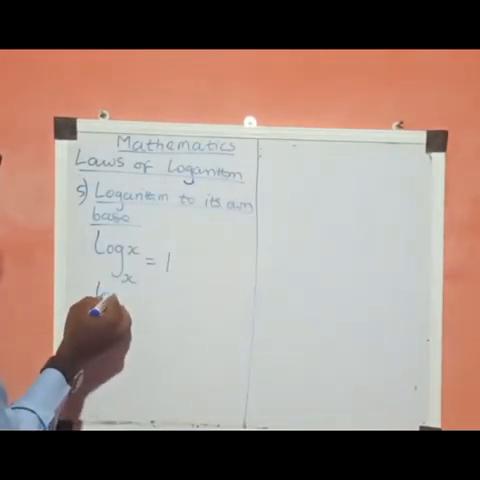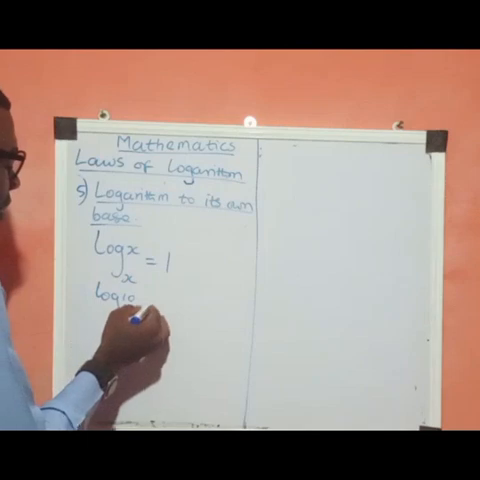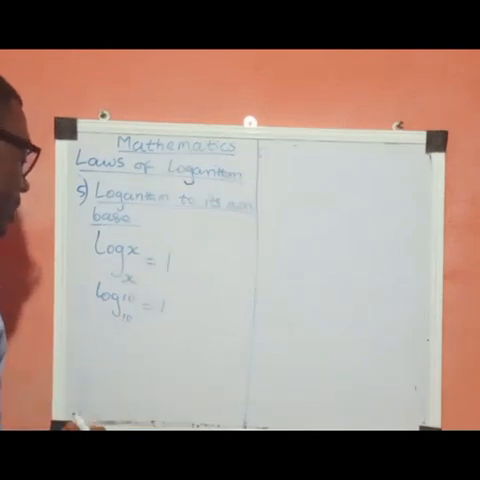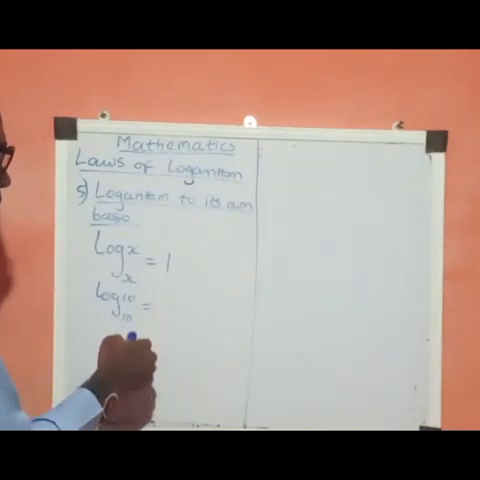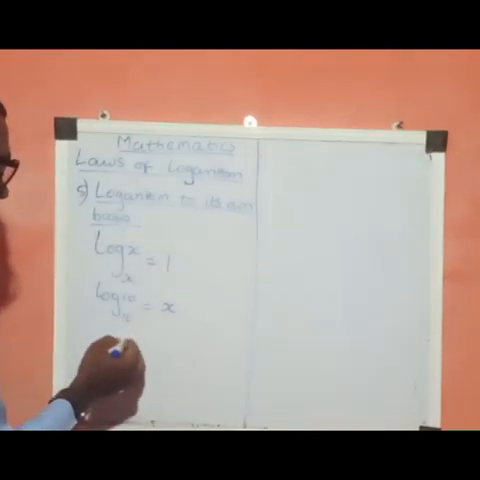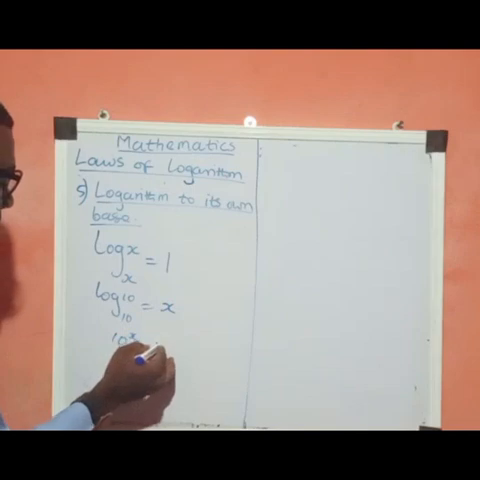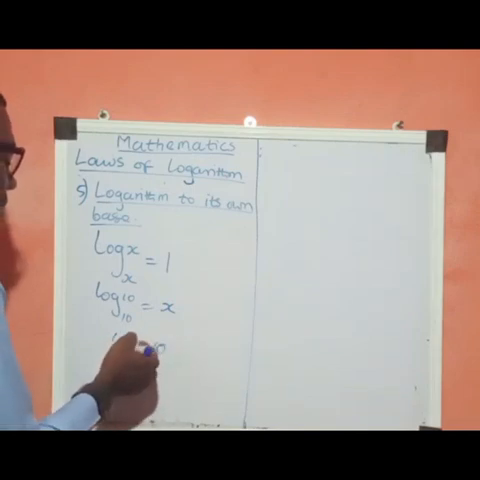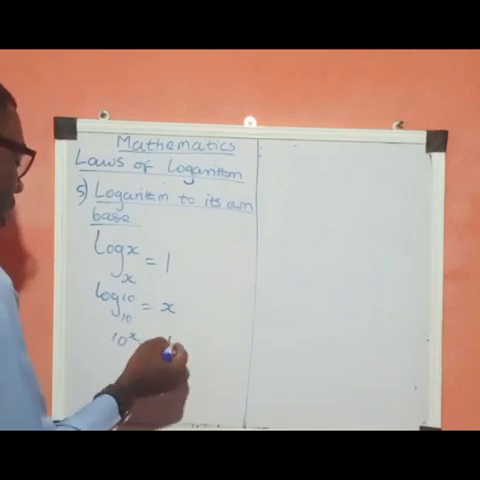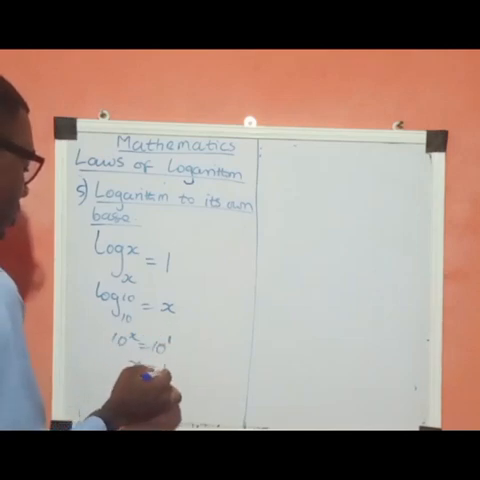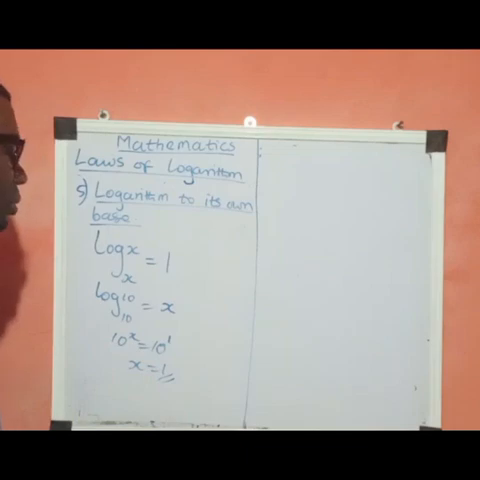That means that if I say log 10 base 10, it is equal to 1. Because if we say log 10 base 10 is x, then 10 raised to power x is equal to 10. And 10 raised to power anything that will give us the same 10 is simply 1. So x therefore is equal to 1. That is logarithm to its own base.